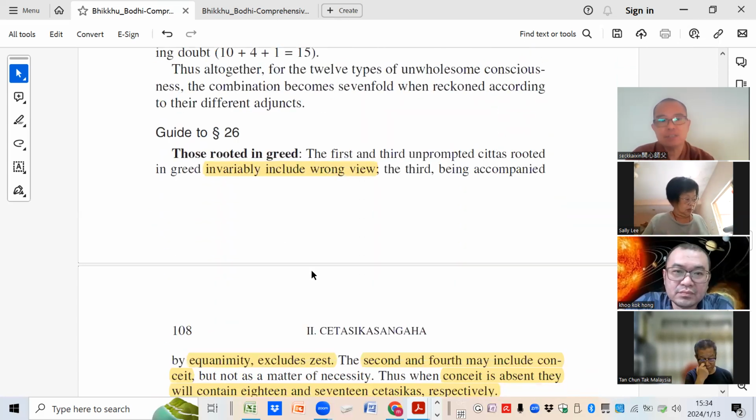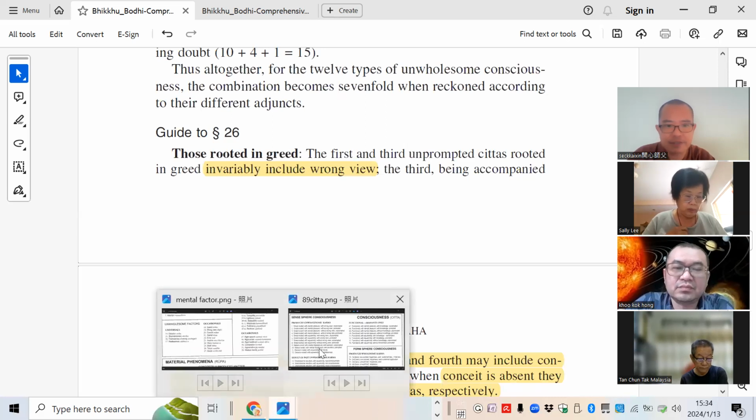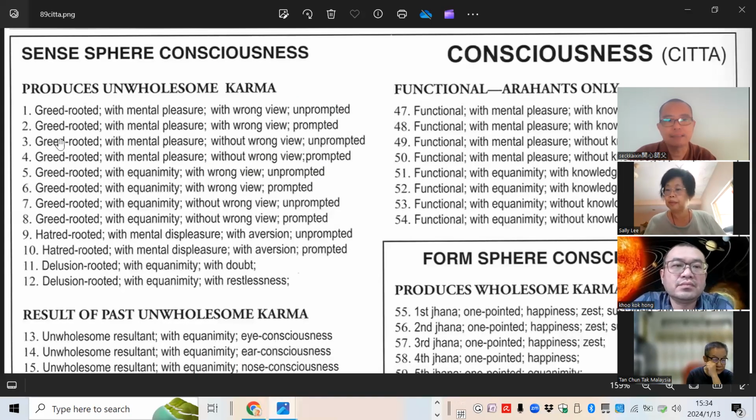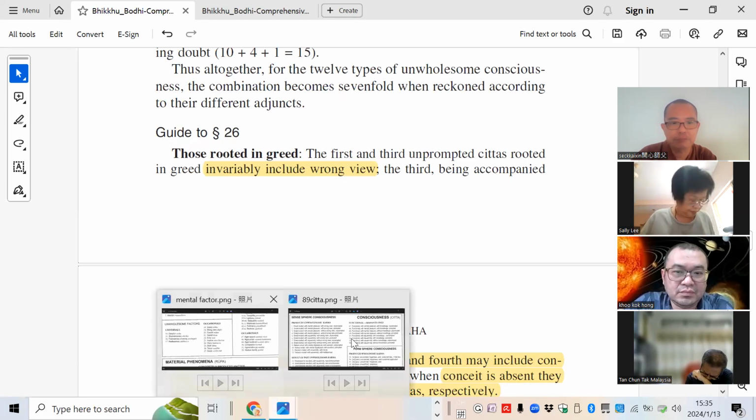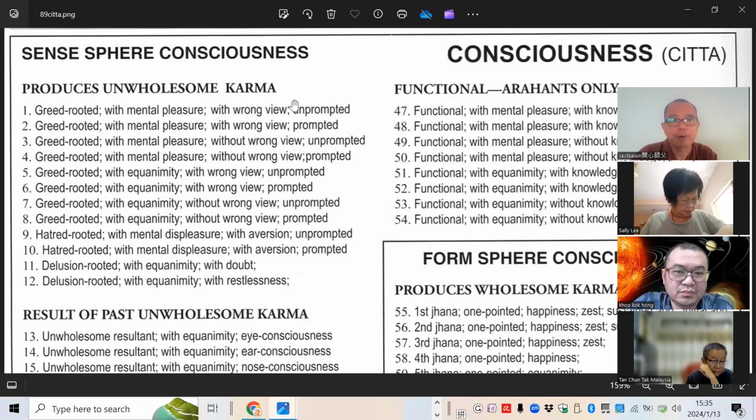Okay, so here he said, those rooted in greed, the first and third unprompted cittas rooted in greed. Let's take a look. So this is the first, number 1, and the third citta. This is the greed rooted. You see, they are all unprompted. This is unprompted with wrong view. Wait, with wrong view, without wrong view. Let me check if it is correct here. It says first and third unprompted citta. First and third unprompted, yes, correct.